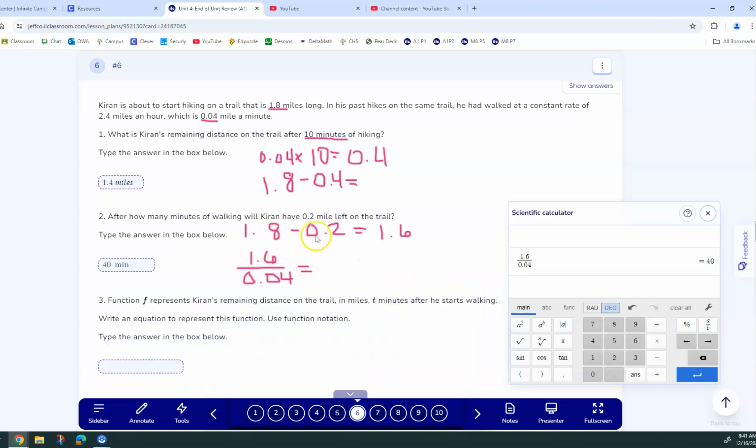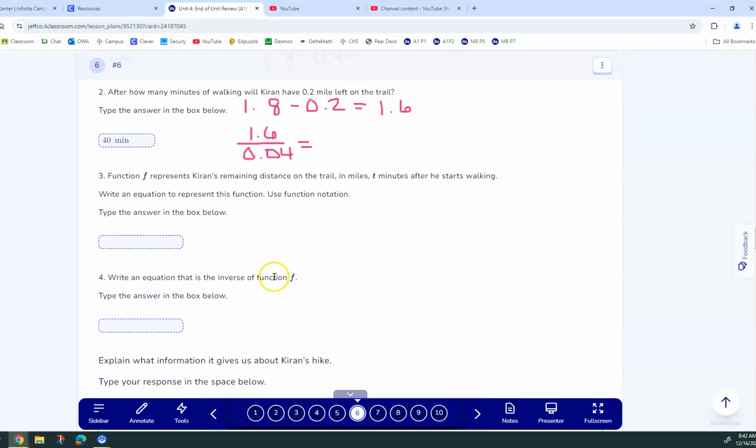So what I did was take the length of the trail, which is 1.8. If he's got 0.2 miles left on the trail, that means he's gone 1.6 miles already. And if he's traveled 1.6 miles, and I divide that number by his miles per minute, that's 0.04, he has walked 40 minutes so far, and then he still has 0.2 miles left.